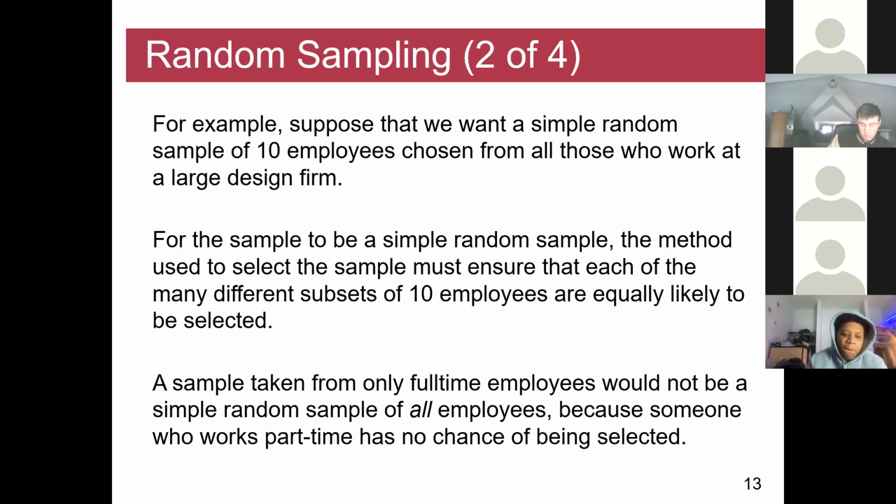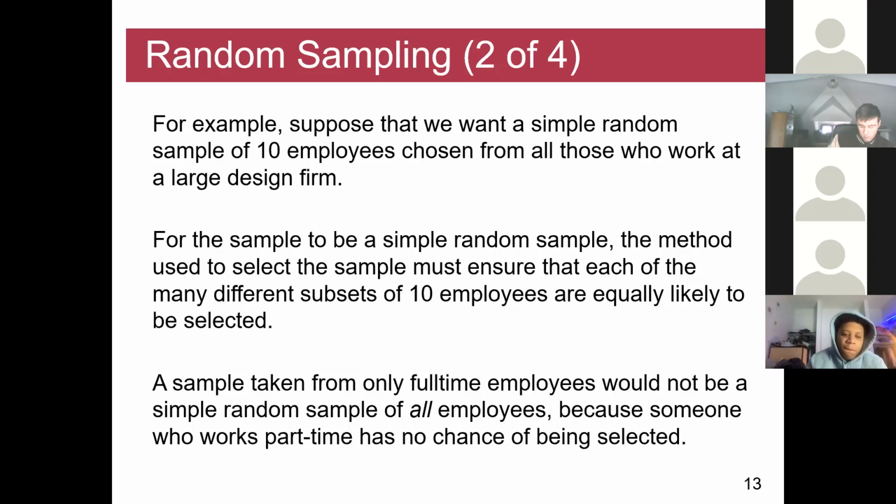Suppose that we want a simple random sample of 10 employees chosen from all those who work at a large design firm. Maybe there are 200 people who work for this design firm, and we're choosing 10 of them. For the sample to be a simple random sample, the method used to select the sample must ensure that each of the many different subsets of 10 employees, that is, all the different possible samples of size 10, are equally likely to be selected. Now, they say here that if we have a sample taken from only full-time employees, that would not be a simple random sample of all employees.